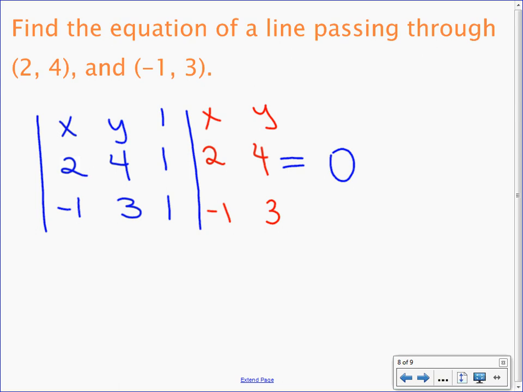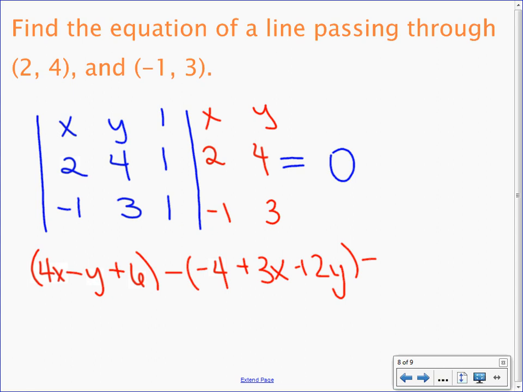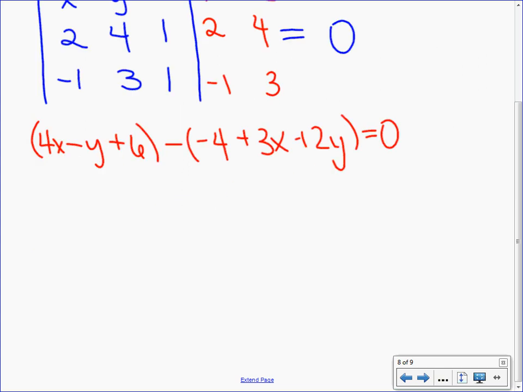So x times 4 times 1 plus y times 1 times negative 1. So negative y plus 1 times 2 times 3. Minus the quantity, negative 1 times 4 times 1, 3 times 1 times x, and 1 times 2 times y. And this equals 0. Alright? So now we can combine like terms.